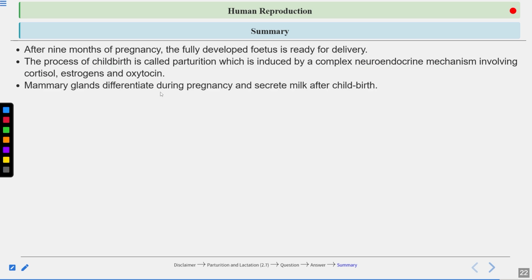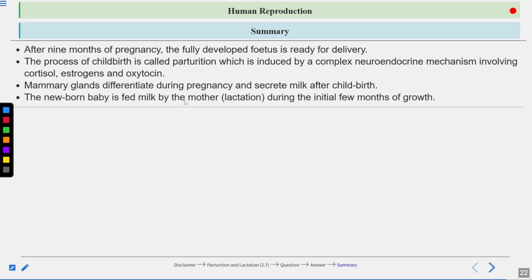The mammary gland differentiates during pregnancy and secretes milk after the childbirth. So milk is released after the childbirth. The newborn baby is fed by the mother's milk, and this is known as lactation during the initial few months of growth. So lactation is nothing but production of milk by the mammary gland.